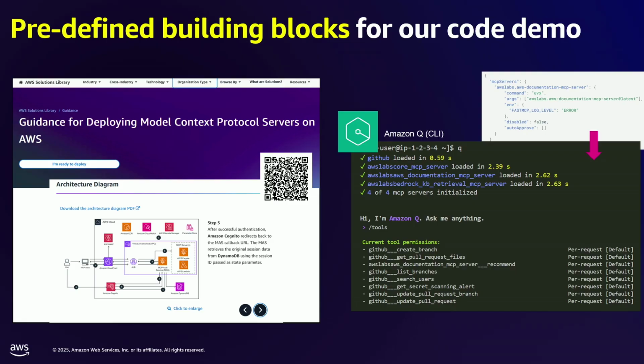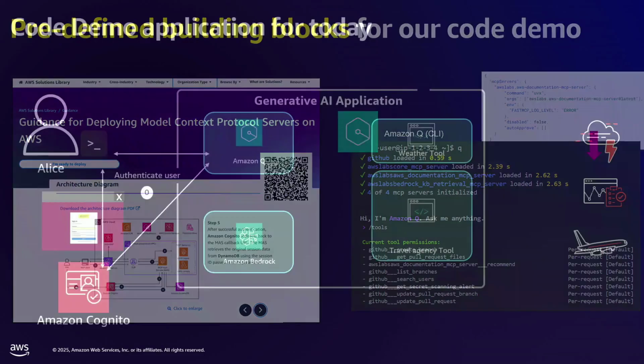If you want to do that after this talk, what we have built today is already available. We will use this solution of guidance for MCP server on AWS, and we will use the Q CLI, which is now supporting MCP server configuration. So you will see all of that in the code talk today.